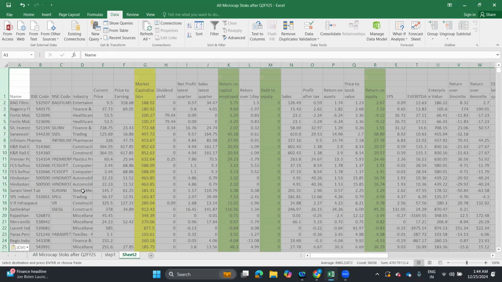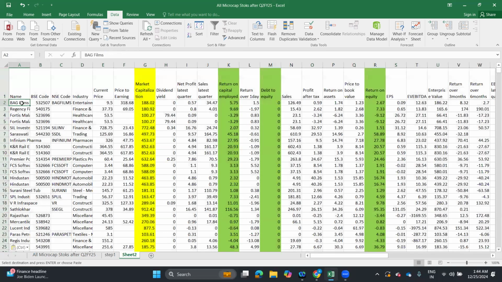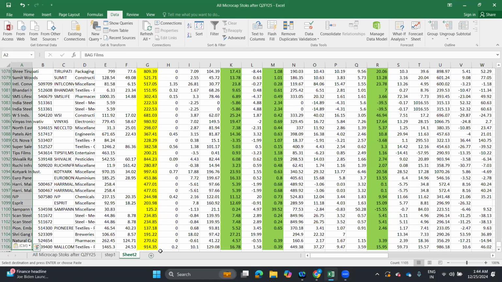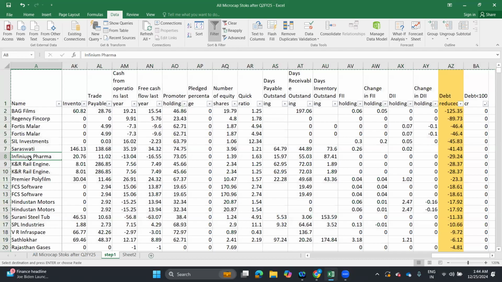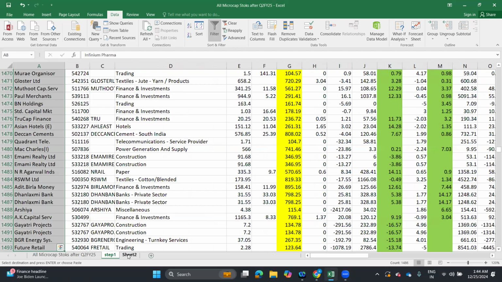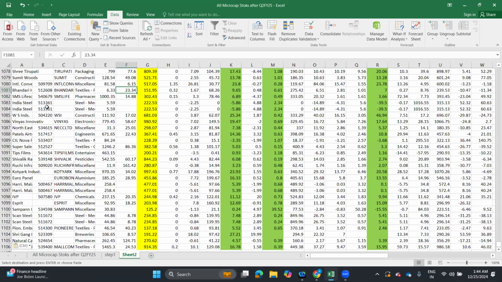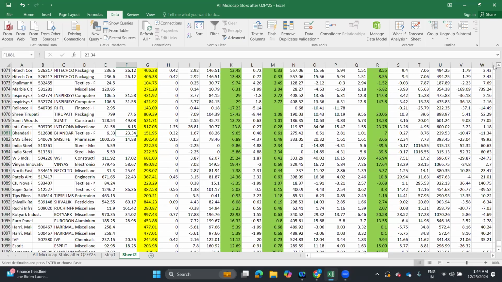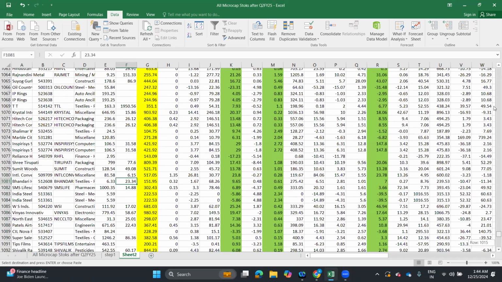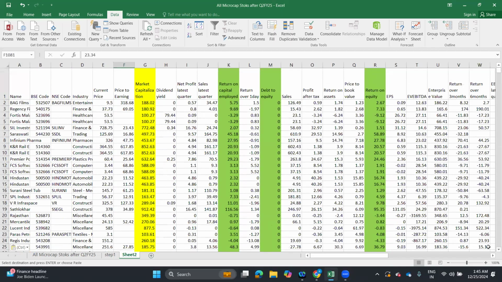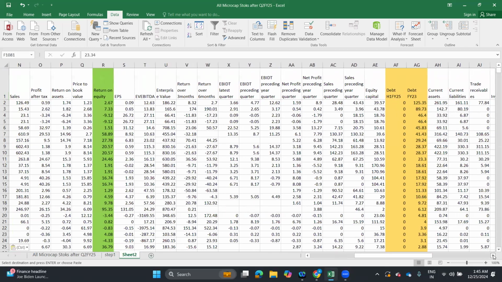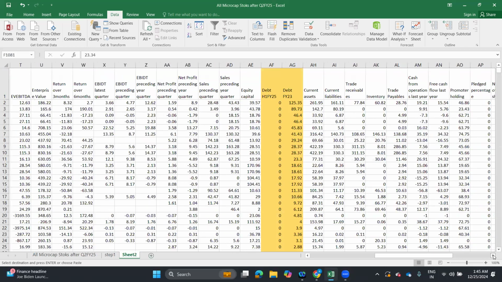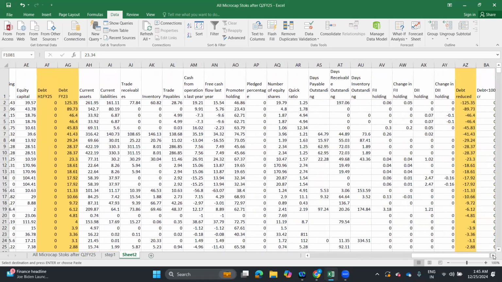How many companies are there? Let me check. 1100. How many were there in the earlier case? 1493 to 1100. So good. That's good. So my list is getting smaller, right? These techniques are very useful to shortlist stocks from a huge pool of stocks.